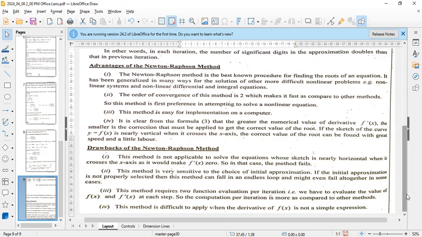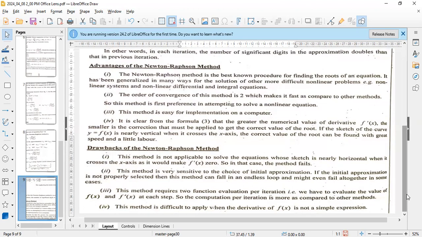And the drawbacks of the Newton-Raphson method: this method is not applicable to solve an equation whose sketch is nearly horizontal when it crosses the x-axis, as it would make f dash x equal to 0. In that case, the method fails. The method is very sensitive to the choice of initial approximation. If the initial approximation is not properly selected, then this method can fall into an endless loop and might even fail altogether in some cases.